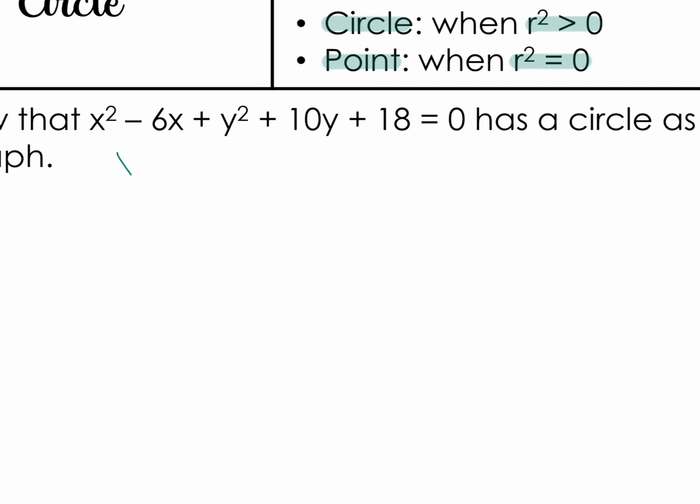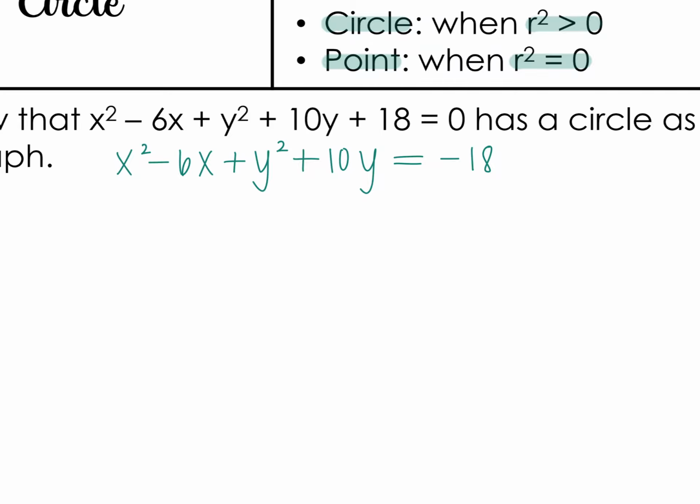So I'm going to rewrite this with that in mind. Really the only thing I need to change here is that I am going to subtract that 18 from both sides so that my constant is on the right side. From there, we're going to move into step 3, which is where we will take half the coefficient of our x and our y, square them, and add them to both sides.